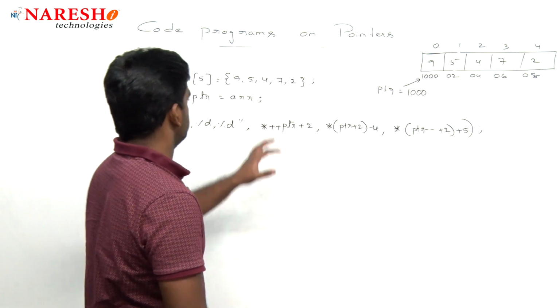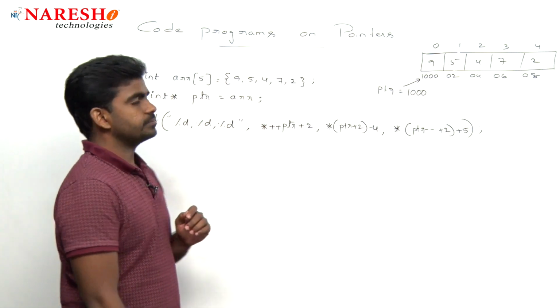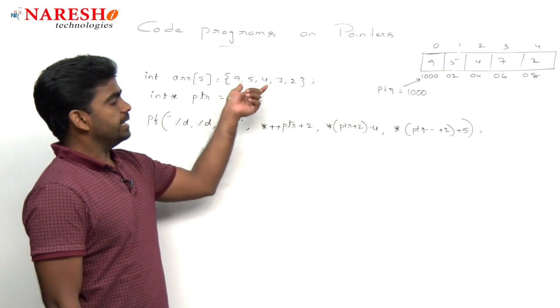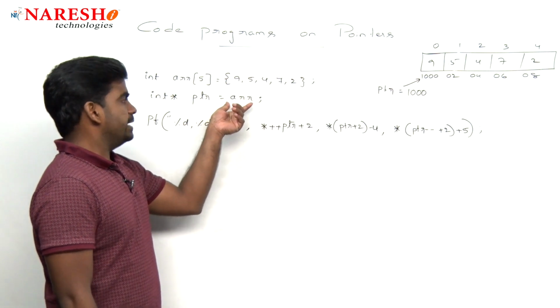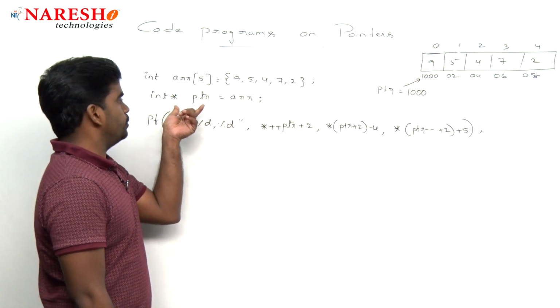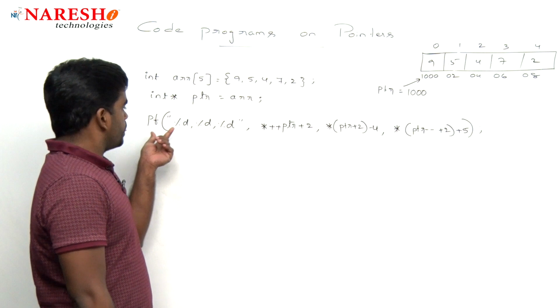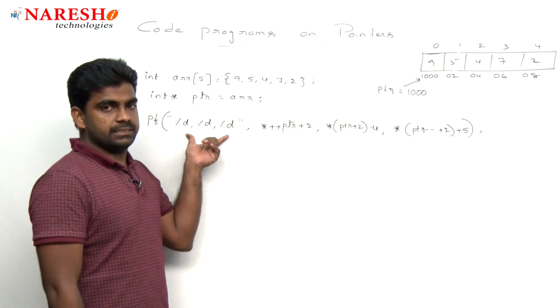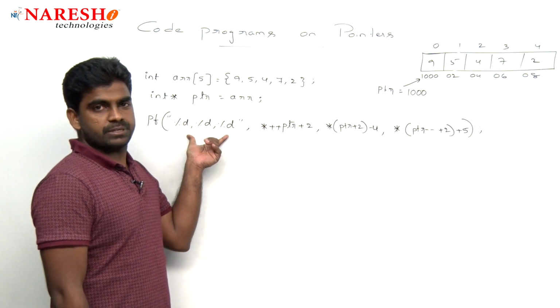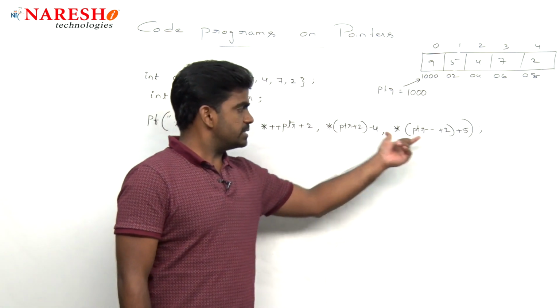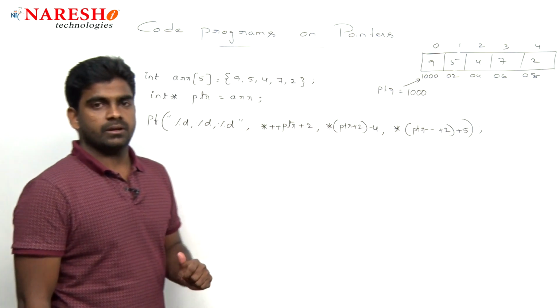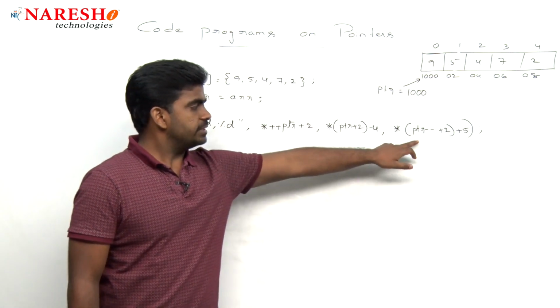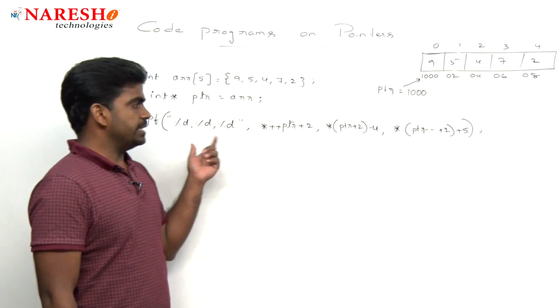In this video, we will see one technical code on pointers. This is the code they have given. They have given one array, and the base address of the array is assigned to one pointer variable. In the printf function, they are printing 3 integers by specifying the format specifiers and 3 expressions. After evaluation of these 3 expressions, we should execute.